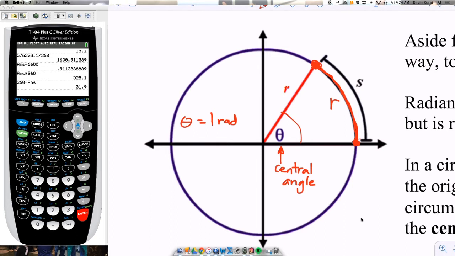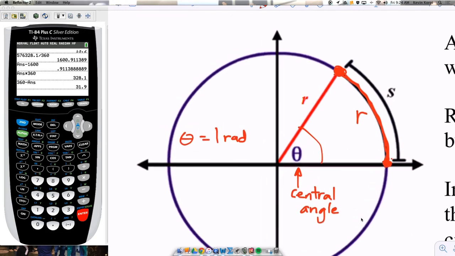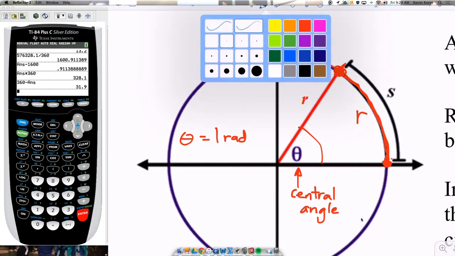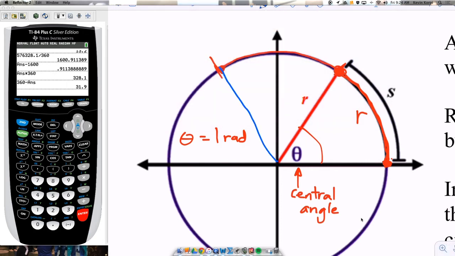What would 2 radians look like? Well, good question. If I take another length of the radius and wrap it around the circumference and keep going, it might land right about there. If I draw a line back to the center, like this, then this angle would be 2 radians, and we could call that theta. 2 radians.